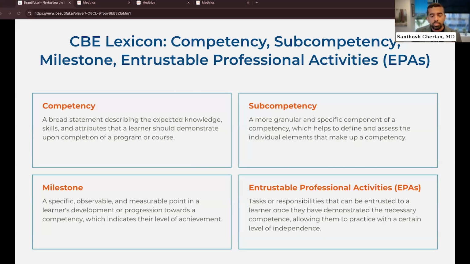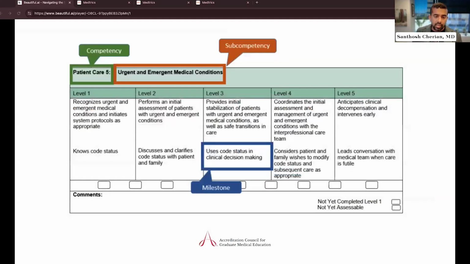And then entrustable professional activities, or EPAs, are essentially specific tasks or responsibilities that a healthcare professional has to do. And often this will cover one or more competencies or sub-competencies. So let's take a look at that with an example.